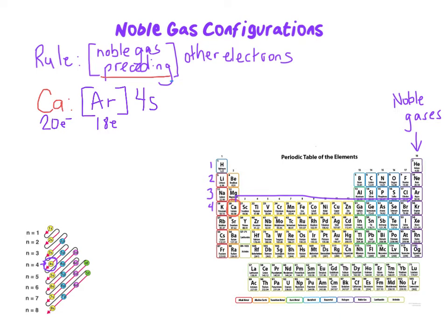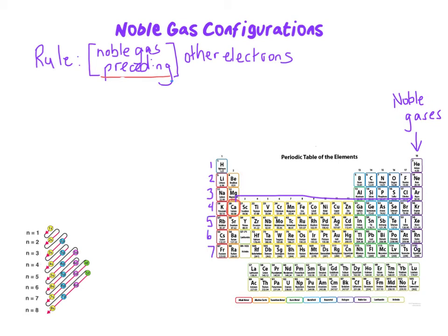So if argon is configuring 18, how many electrons are left in order to be configured? If you said 2, you're correct. 20 minus 18 is 2. S can hold 2 electrons, so I would put my 2 right here, and that's it. So the electron configuration of calcium would be Ar 4s2.